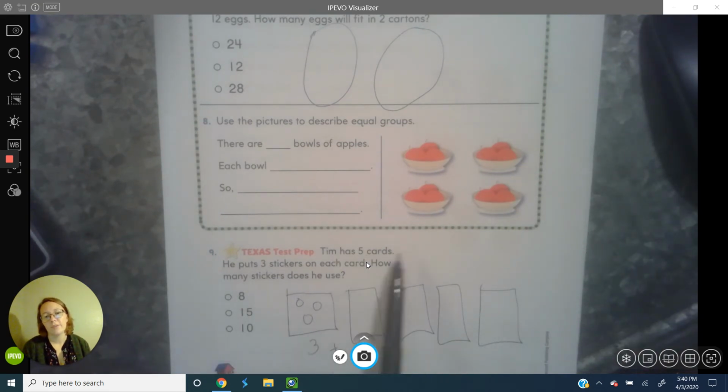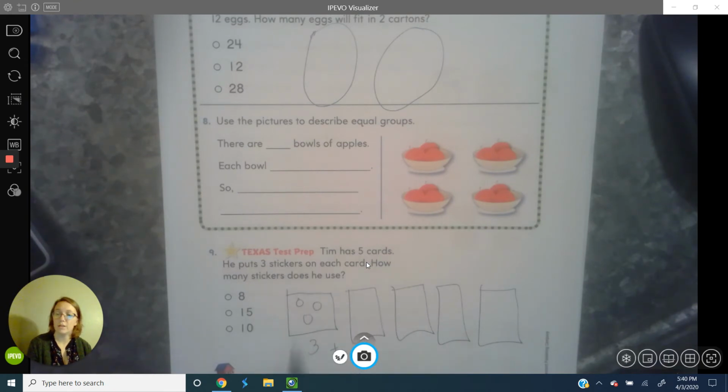Tim has 5 cards. He puts 3 stickers on each card. How many stickers does he use? Again, use your strategies. Draw the cards, draw the stickers on it.